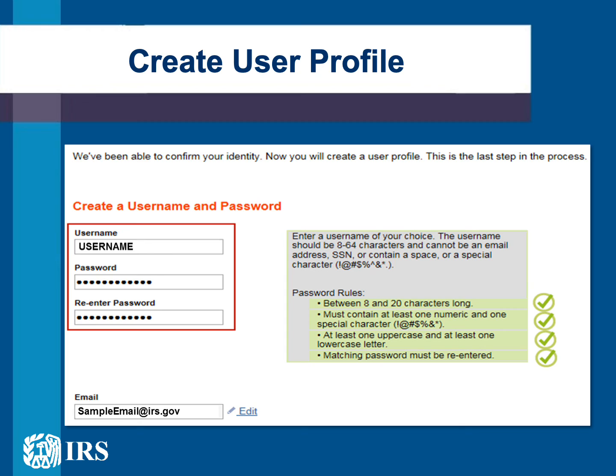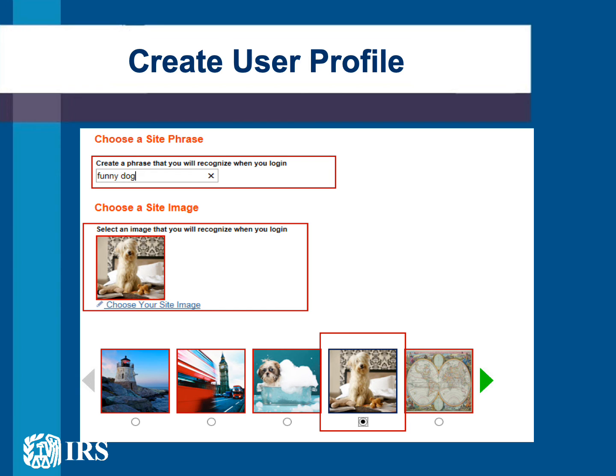Now, once you've completed the activation code and verified your mobile phone, you can complete the registration process. You can and should create a new strong password that meets the criteria listed. Consider using a passphrase that you can remember. We're almost at the end. The final step is to create a user profile. You'll need to select a site phrase and a site image. The objective here is to always look for your site phrase and image when you're signing on to make sure that you've not gone to a fake IRS site.